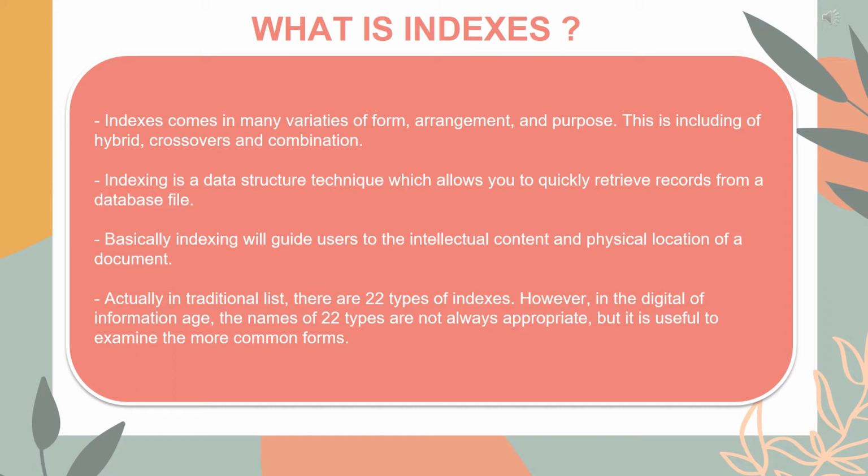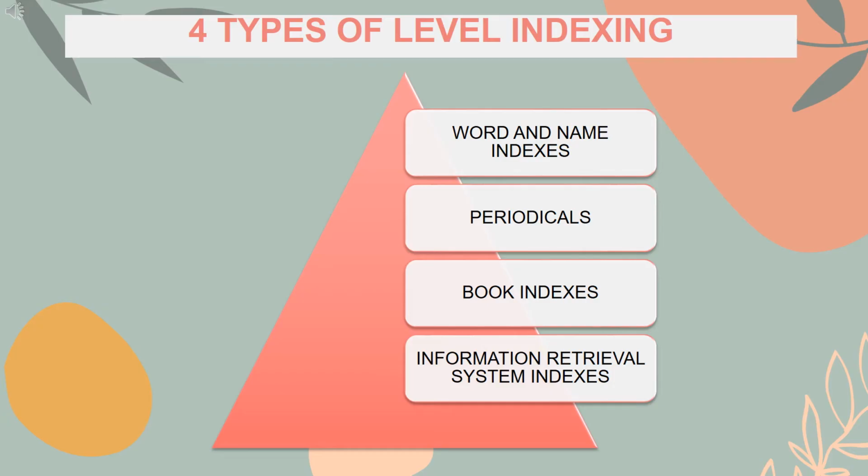Actually, in traditional lists, there are 22 types of indexes. However, in the digital information age, the names of the 22 types are not always appropriate, but it is useful to examine the more common forms. Okay, we go to the next slide, which is 4 types of level indexing.